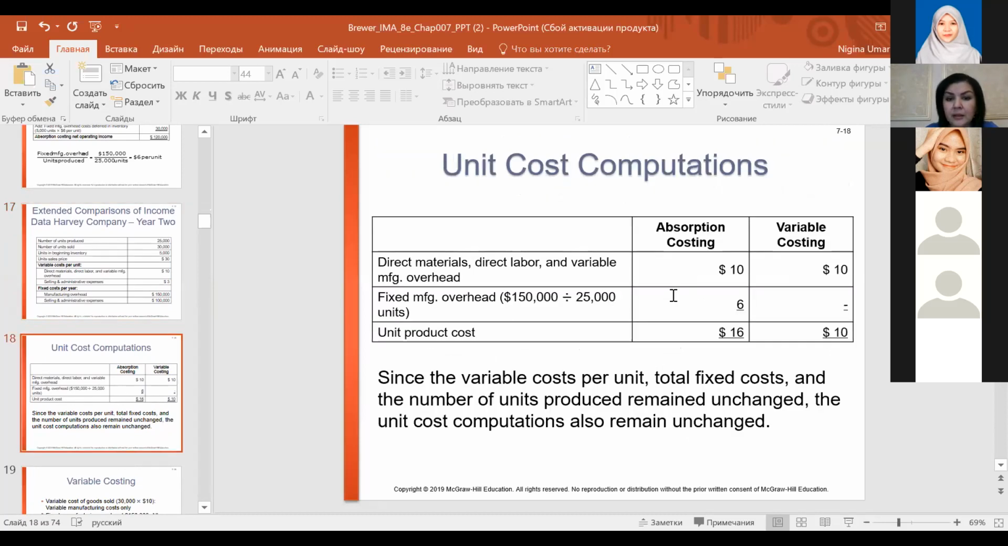Okay, and then again, under absorption costing. So what is the unit product cost? $16. Because of this $6 of fixed manufacturing overhead, which is included into the unit product cost. Under variable costing, we only include variable cost into the unit product cost.